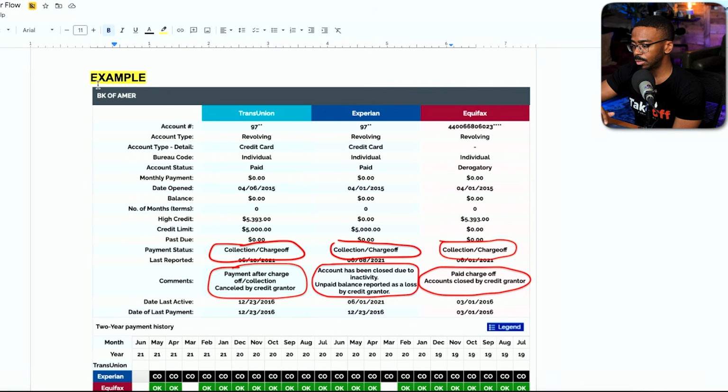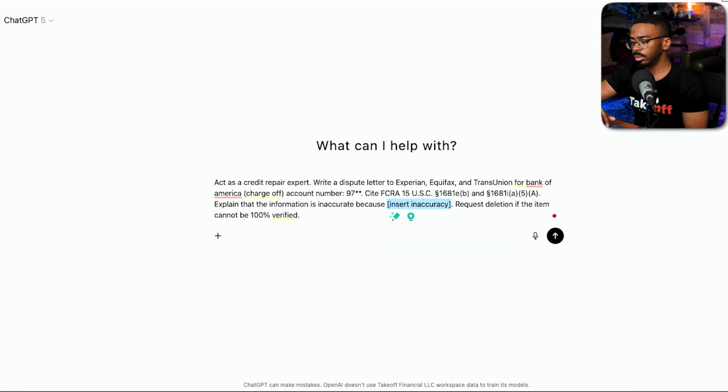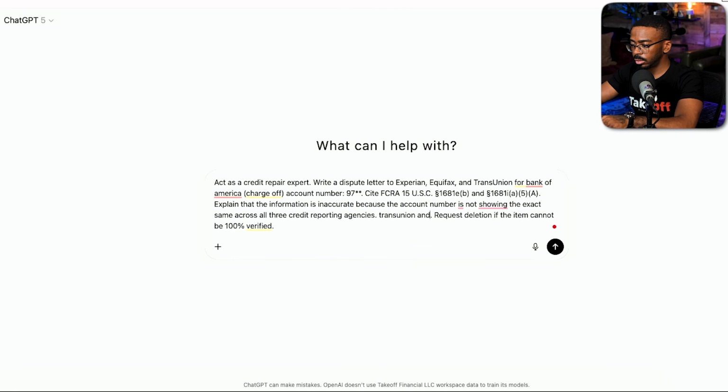If I was actually disputing, I would use as many of them as I possibly can to put pressure on the credit reporting agencies to remove it. But in this case, we use 1 and we'll use the account number, because the account number is not showing the exact same across all 3 credit reporting agencies. TransUnion and Experian are showing 97 star, but Equifax is showing, what's the one that Equifax is showing? This long number here. So 440 star, right? And then we're saying request deletion if the item cannot be 100% verified.